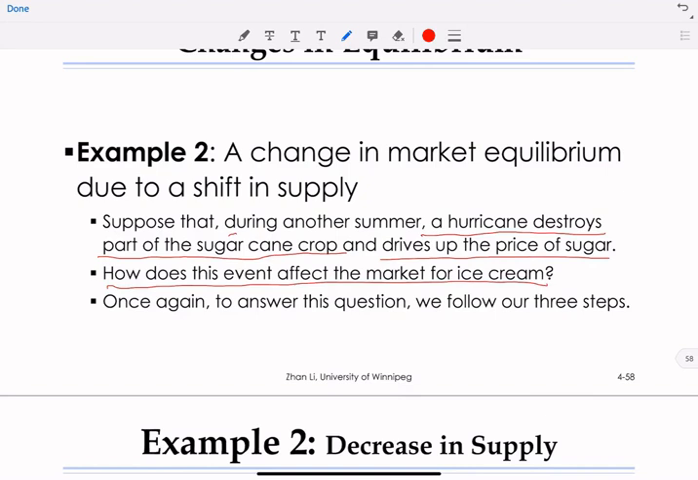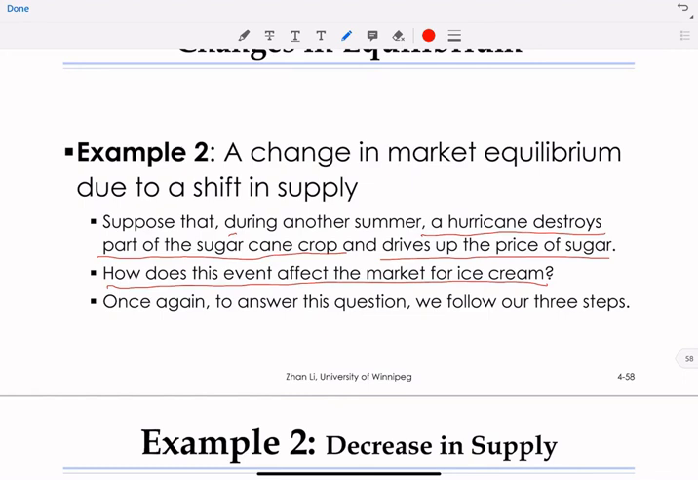we can see that basically sugar is an input for ice cream. So if the price of input increases, then we should expect there is a change in the supply curve. So we know that supply curve changes. That's the first step. The second step, we could see that because input price is higher, there should be a decrease in the supply, which implies supply curve should shift to the left. So that's the second step.